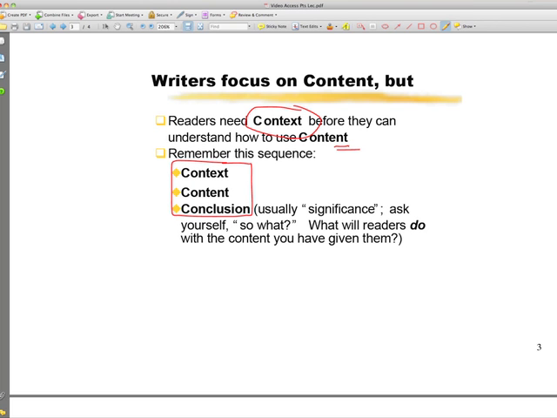Context, content, conclusion. Give the reader context, then give the reader content, and don't neglect to conclude, which usually means: what was the significance? What's the so what of what you have to say?